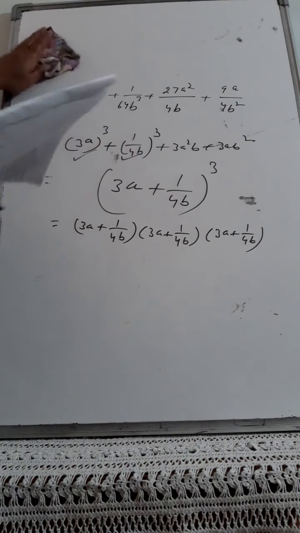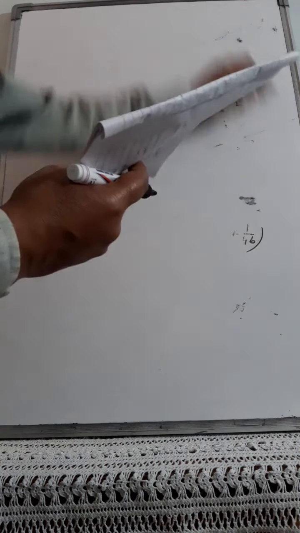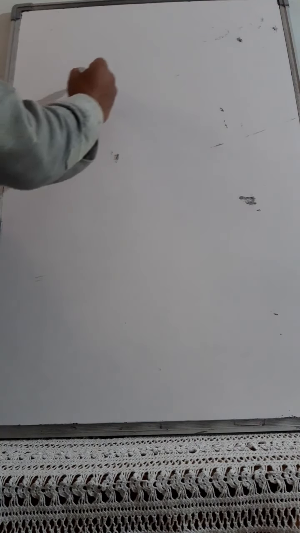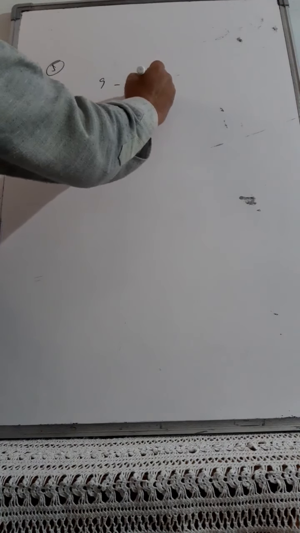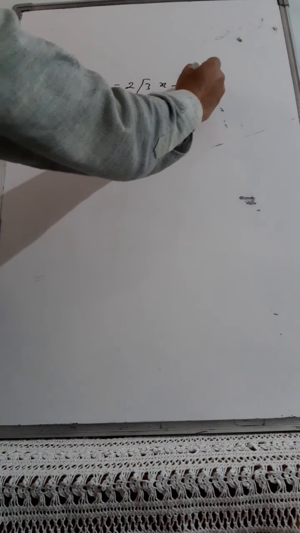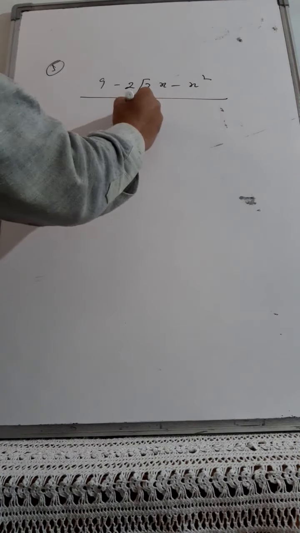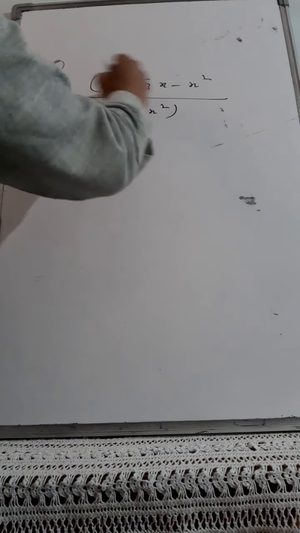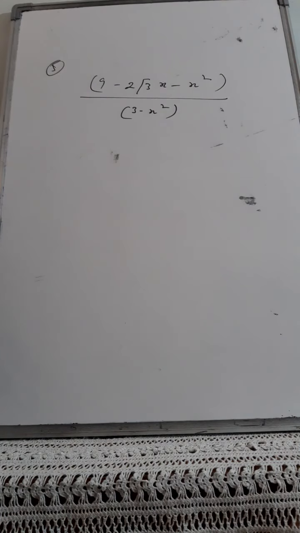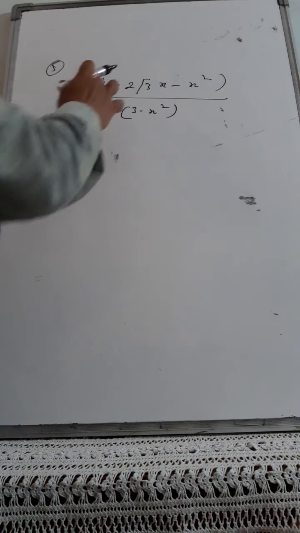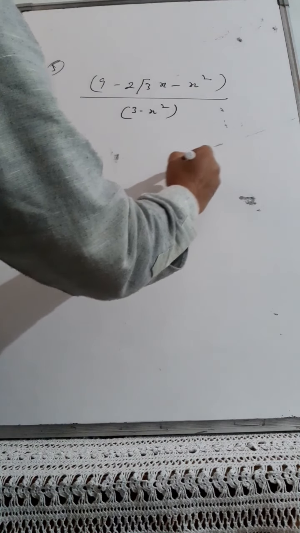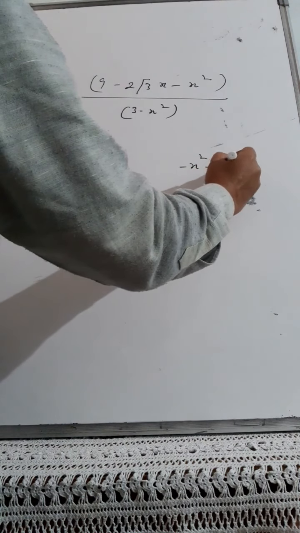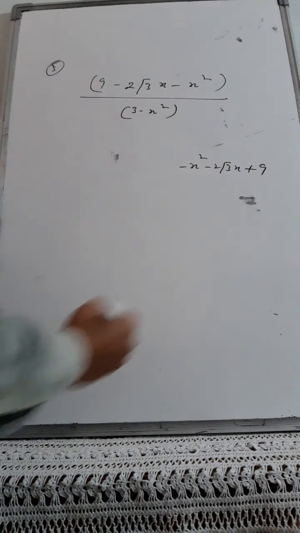Then the last, fifth question was: factorize (9 minus 2 root 3 x minus x square) upon (3 minus x square). Better you keep it inside the bracket. Somewhere if you pay attention here, you can think about arranging it as minus x square minus 2 root 3x plus 9.